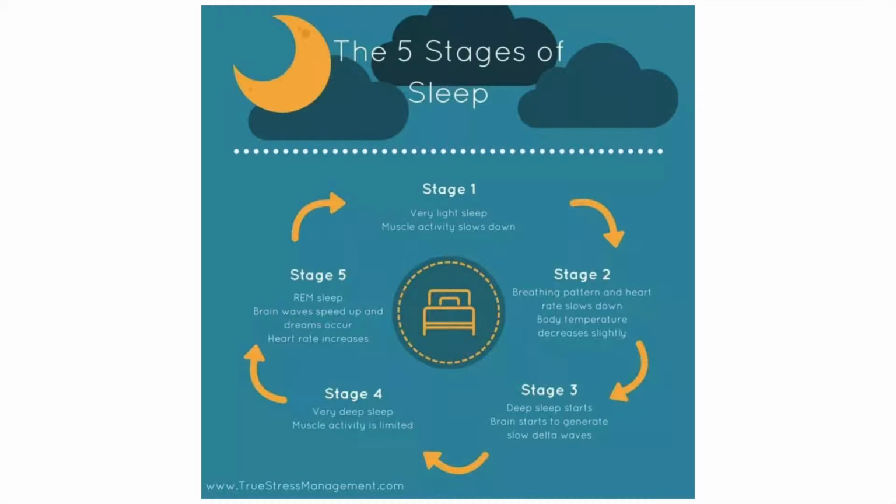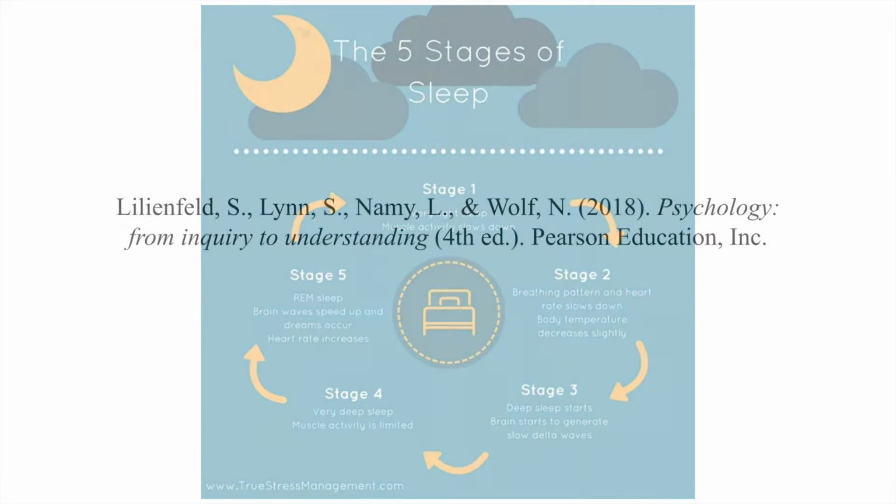REM cycle, as defined by our textbook, is the stage of sleep during which the brain is the most active and during which vivid dreaming most often occurs. NREM is what occurs during stages 1 through 4 of the sleep cycle, during which rapid eye movements do not occur and dreaming is less frequent and vivid.